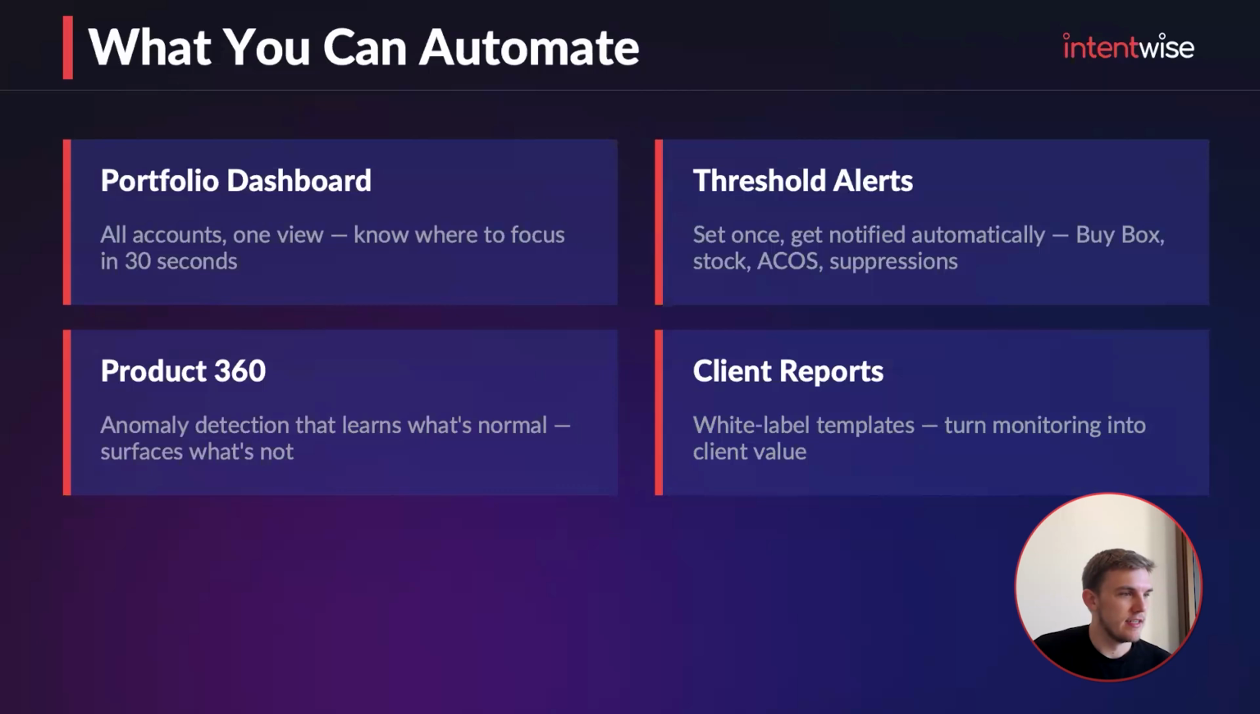You can use tools like Intentwise has, like Product 360, which shows all of the signals affecting a product's performance in one place, and I can see what products are causing anomalies week over week, all in one place as well.